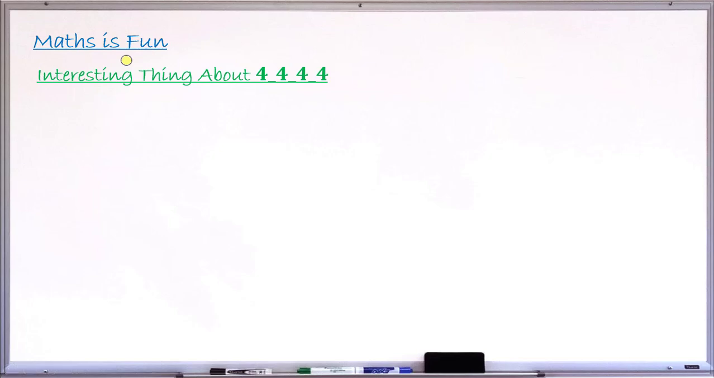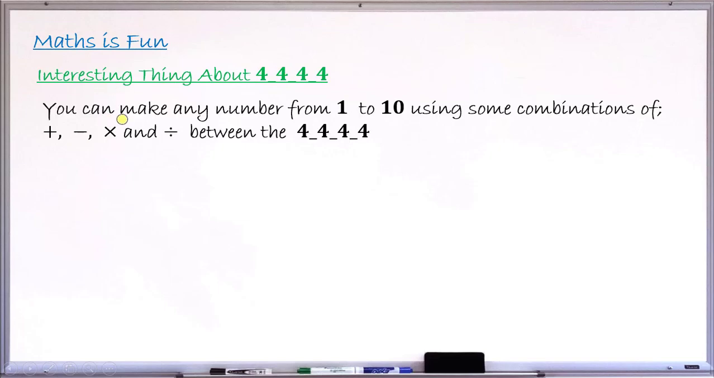Let me move quickly to the last segment, Versus Fun, where I promised to explain what happened to these four fours. The interesting thing about these four fours is that you can make any number from 1 to 10 using combinations of addition, subtraction, multiplication, and division between this group of four fours. Let's take a few examples.